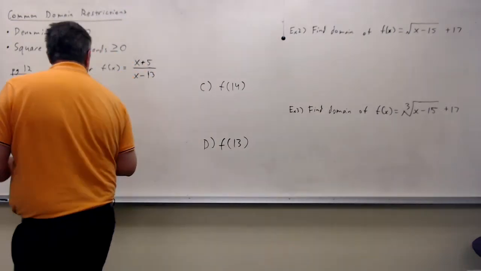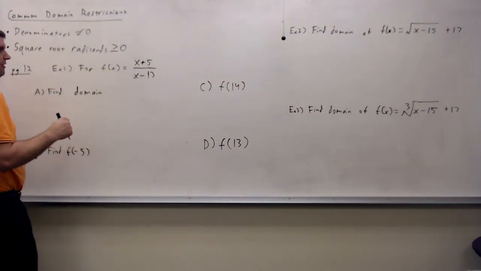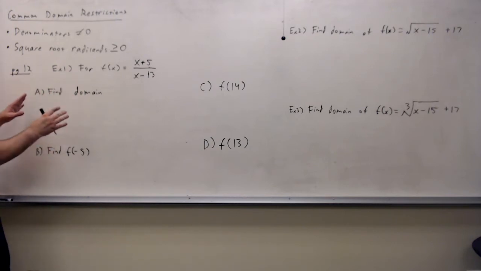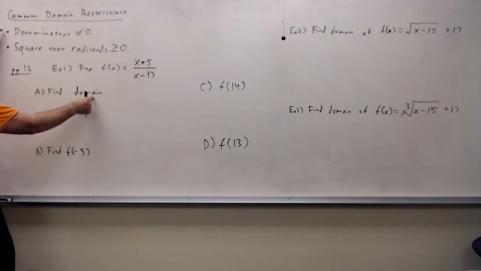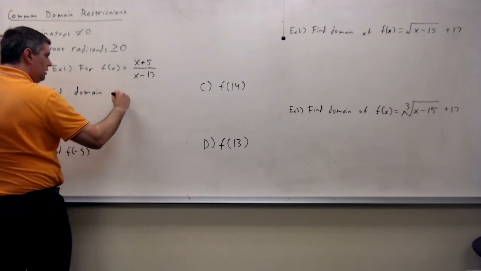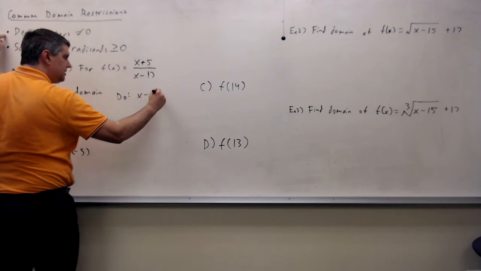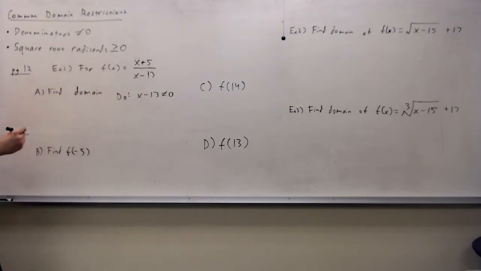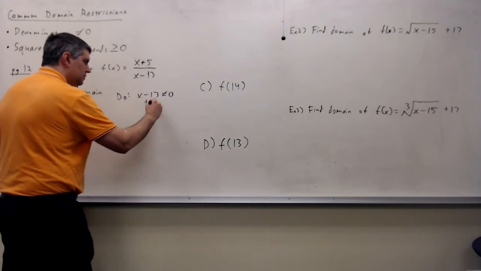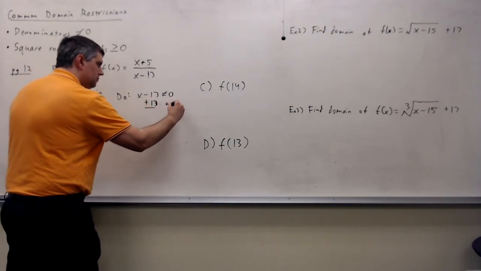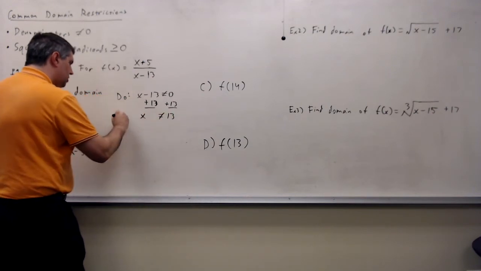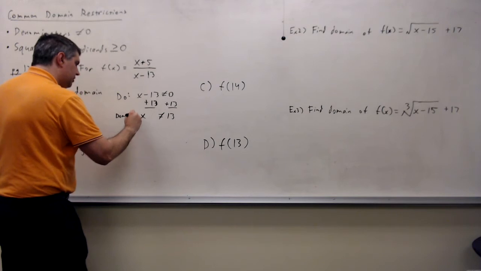So for this one, f of x equals x plus 5 over x minus 13. I'm not asking for a function value. I just want the domain. And it has a denominator. I have to avoid the denominator equaling 0. Okay, so I will add 13 to both sides. And x does not equal 13. So that's the domain in traditional notation.